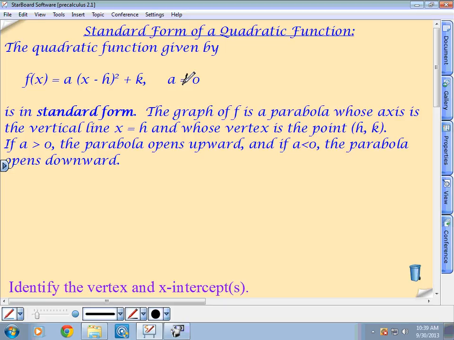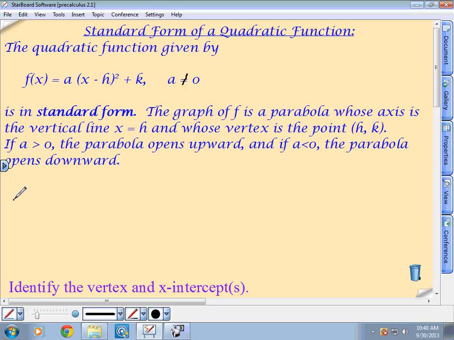And again, if a is 0, the reason we have to limit that, if a is 0, then a times anything is going to be 0, and then all I really have is a constant function. So that's why they have to limit that. And you'll see that a lot in the book. So going forward, they're always limiting your domain. Okay, they're always limiting what you can do so that it makes sense. And when it's written like this, it's considered in standard form.